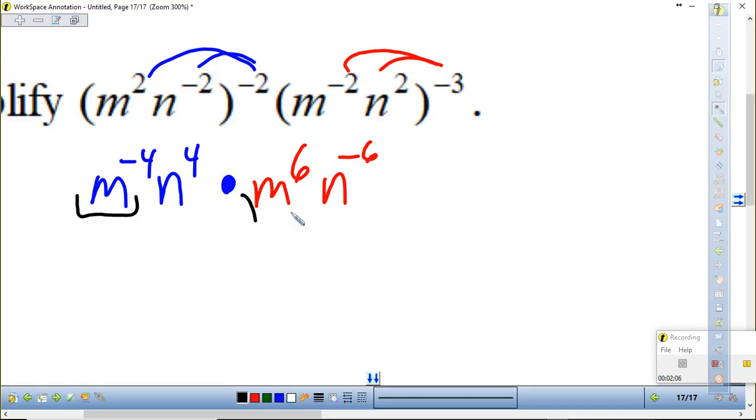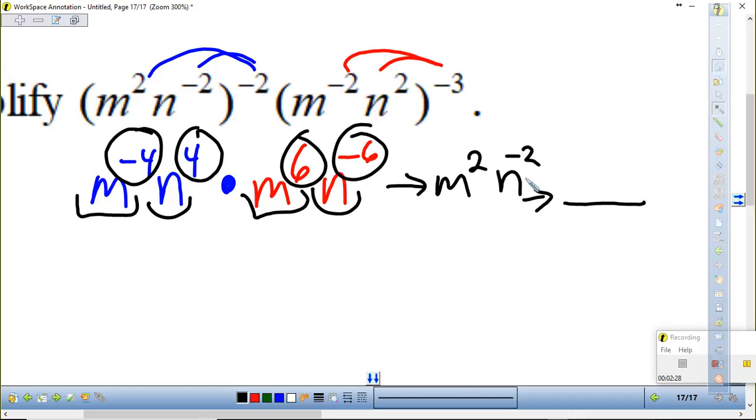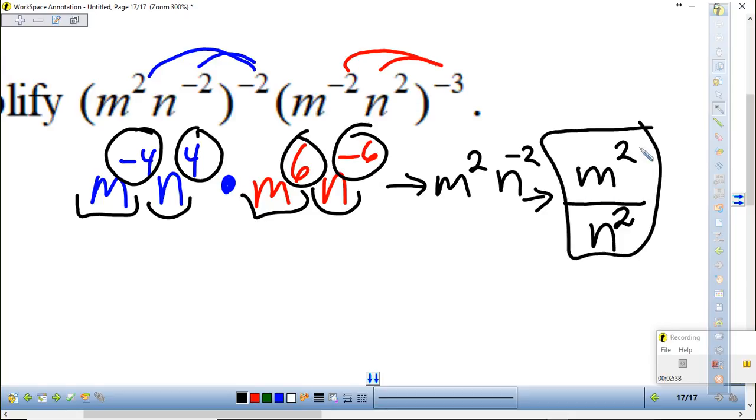So let's see, m, same base. What happens to the exponents? They add. 6 minus 4, that's 2. Then we got n and n. Again, we add the exponents, so 4 minus 6, that's negative 2. Can we end up with a negative exponent? No, so therefore we send the n to the denominator, right? So this is n, and we change the power to a positive. This one stays in the numerator, and that's number 2. Good? Go to number 3.